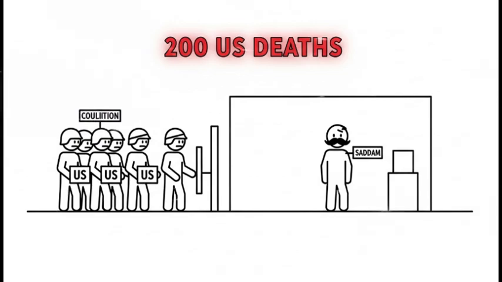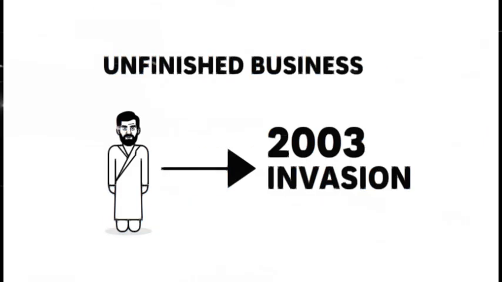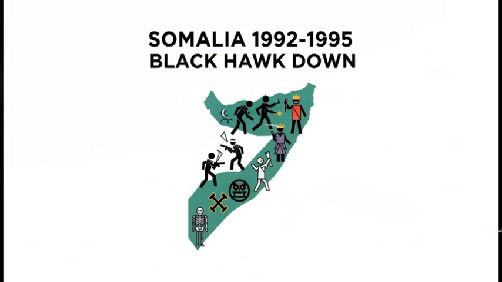Over 200 Americans died. Estimates of Iraqi deaths range from 20,000 to over 100,000, including thousands of civilians. The war demonstrated American military dominance. But it also left unfinished business, which would lead to another invasion 12 years later.